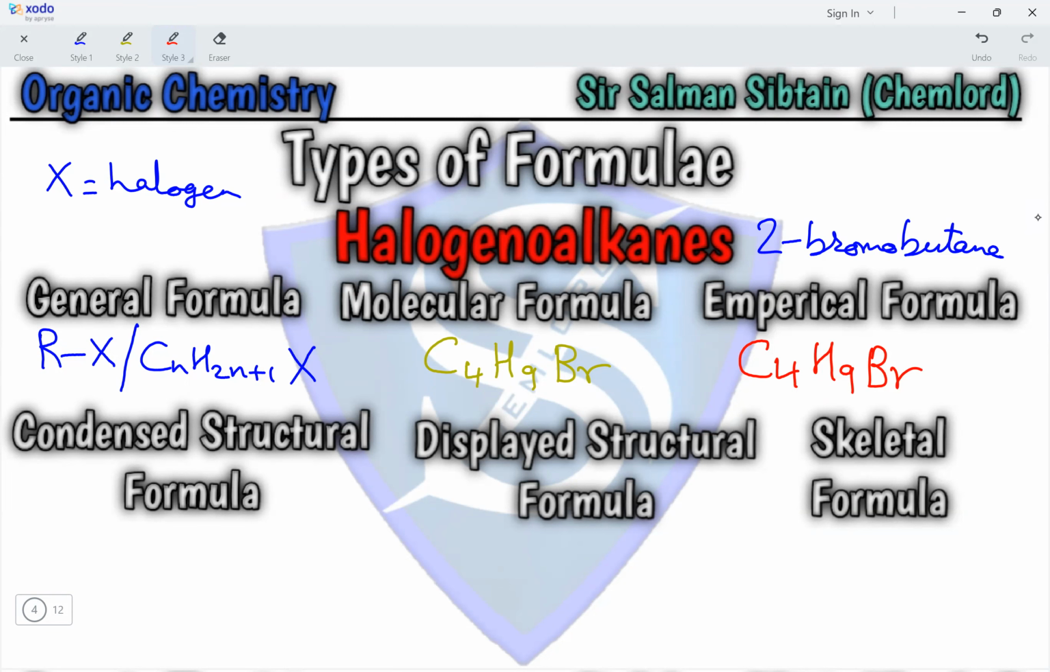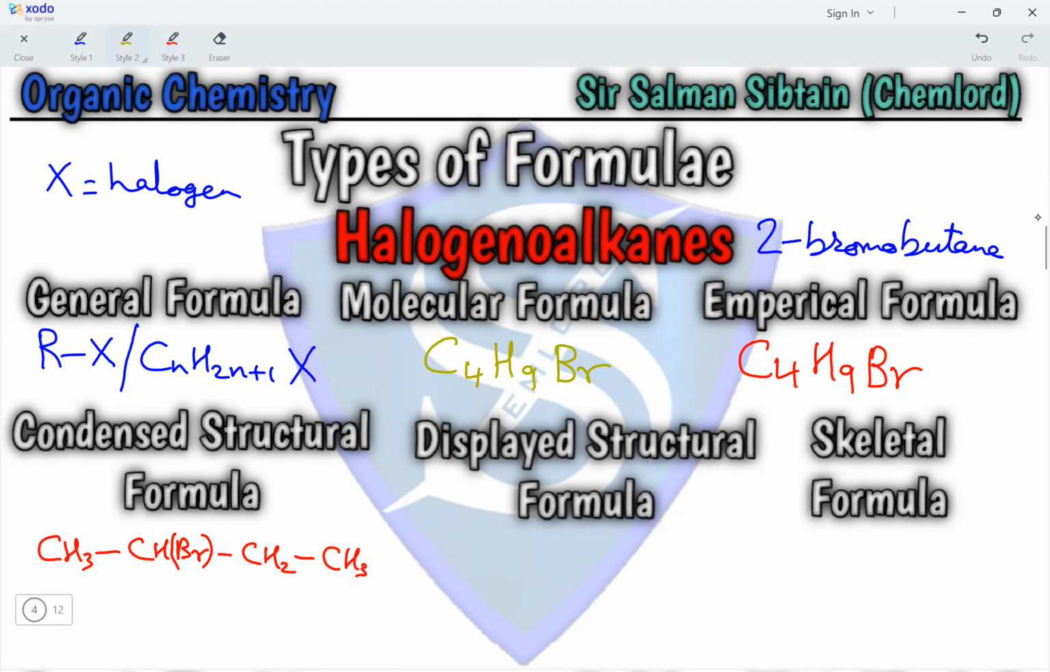In order to see the condensed structural formula, we look at the name 2-bromobutane, which shows that bromine is on the second carbon atom. So we start with CH3, then we have CHBr. Because this is the second carbon atom and bromine is on this carbon atom, we can place bromine in a bracket. Then we have a CH2 and finally a CH3. So this completes the butane part of the name.